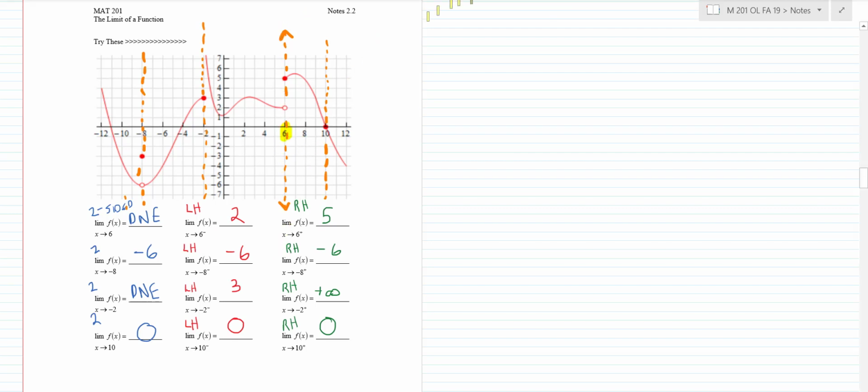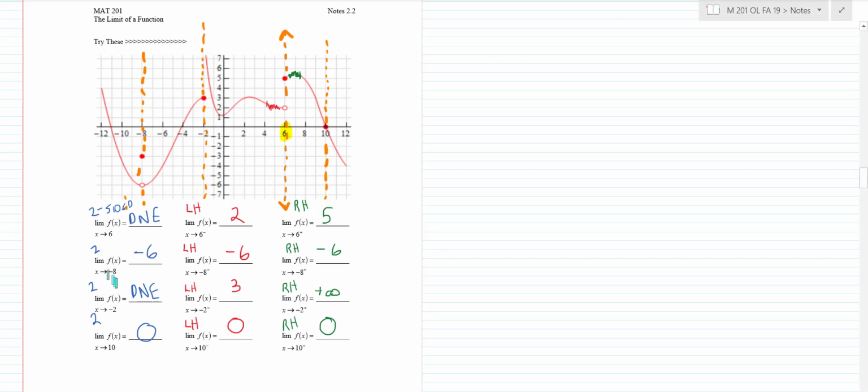I drew this boundary. Left-hand limit, okay, you're getting close to a y value of 2. Right-hand limit around 6. Look at this part of the graph. You are getting close to a y value of 5. Therefore, the two-sided limit doesn't exist because they go to different places.